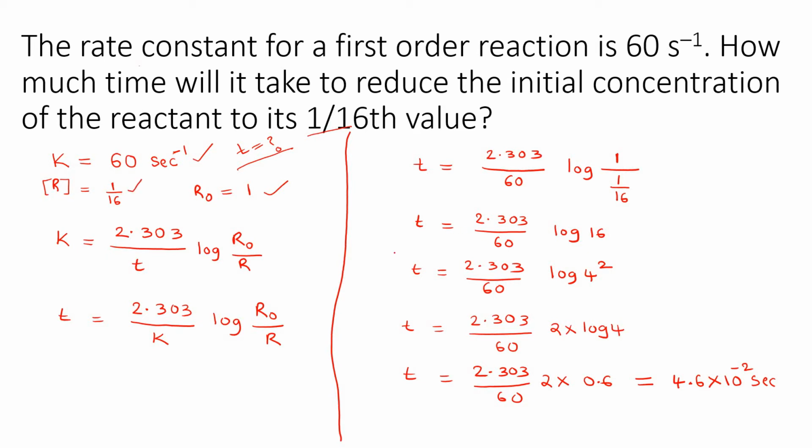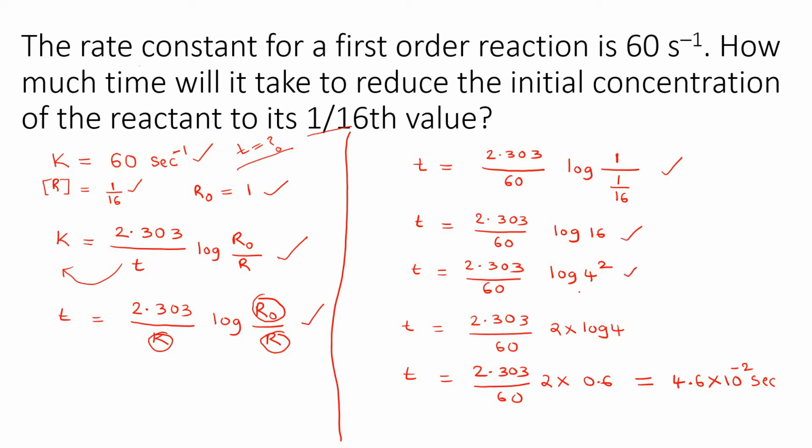Now what will be the formula for the rate constant of first order? This is the formula. Now substitute here, and you are calculating t. So what we get here is this formula. Now substitute the k value, that is 60 seconds, and R naught, that is 1, and the concentration of R is nothing but 1/16. So you are going to get this. Now this 1 gets cancelled, you are going to get log 16. Log 16 is equal to what?